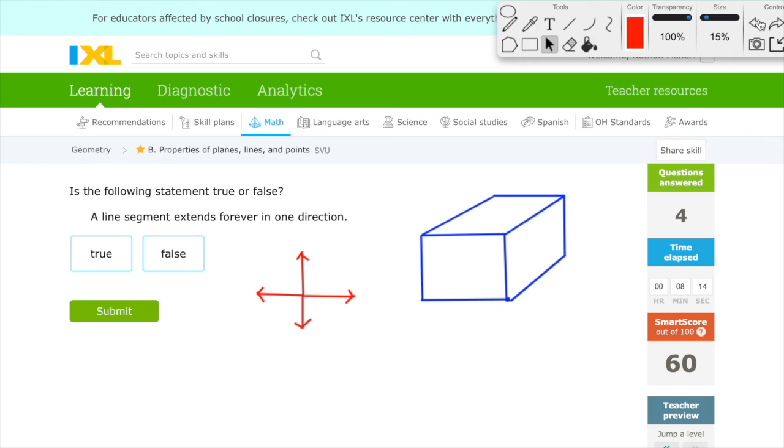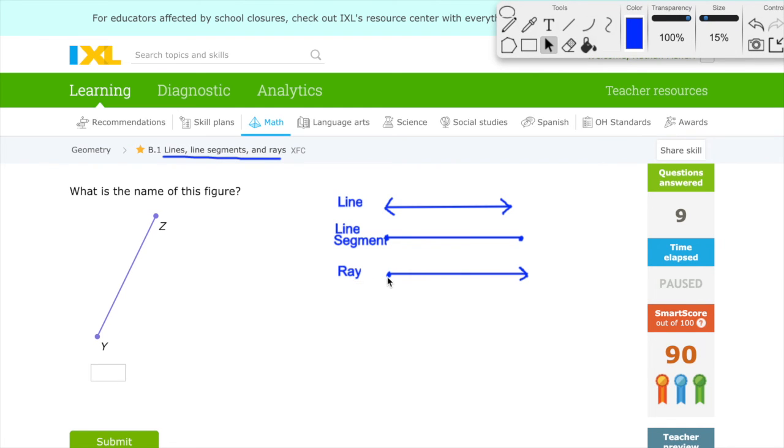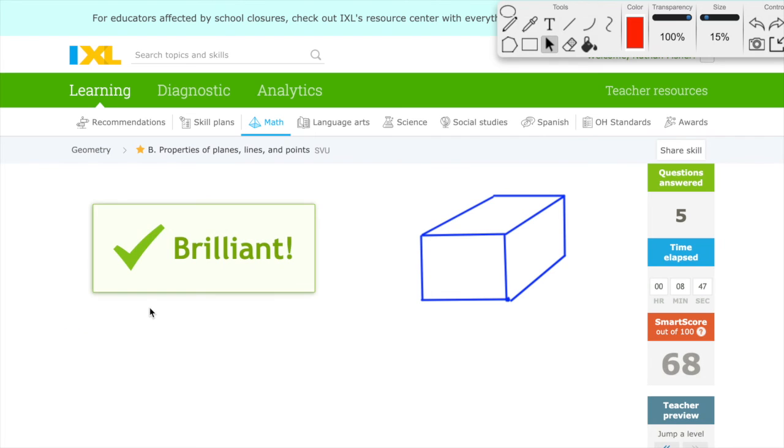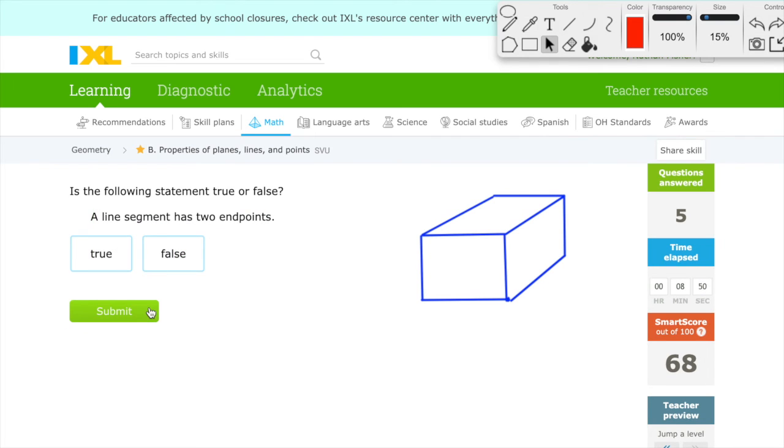Okay, let's rewind a little bit. There we go. A line segment extends forever in one direction. So if we look back at what we had before, it's actually the ray, we talked about that a second ago, that extends forever in one direction. The segment stops on both sides, so that's not true. So this is a little, like I mentioned before, vocabulary based. As long as you're starting to get these ideas of what these words mean down, then you should be fine. Might have to run through them a few times though.